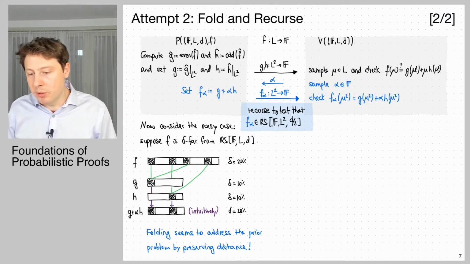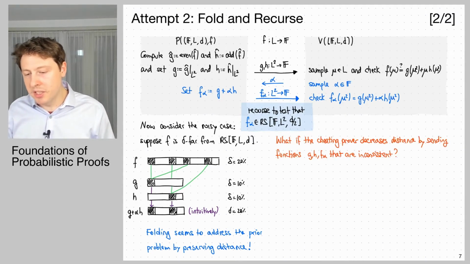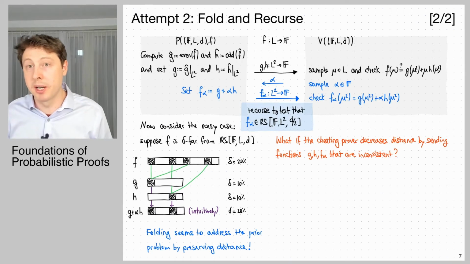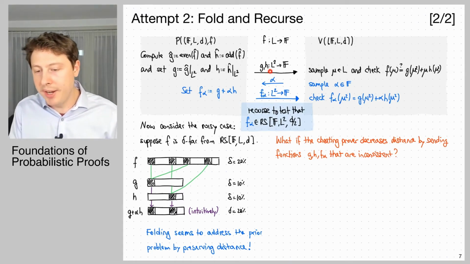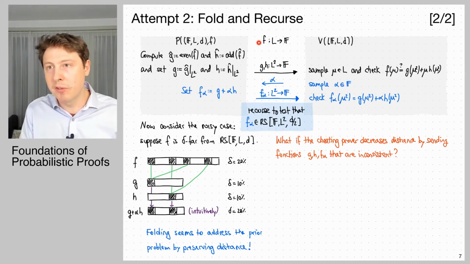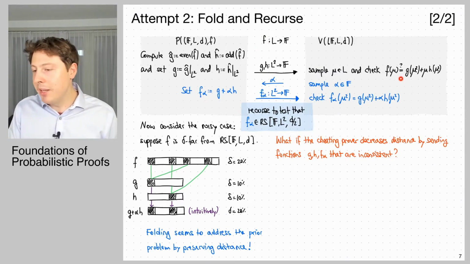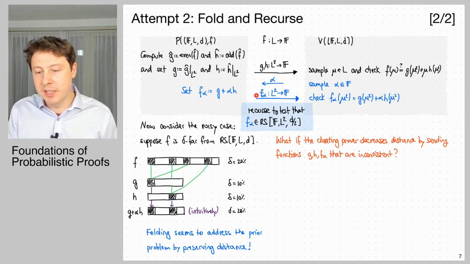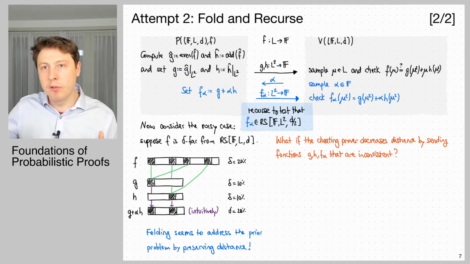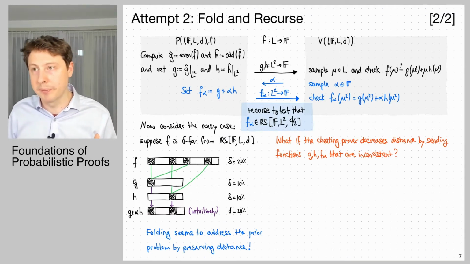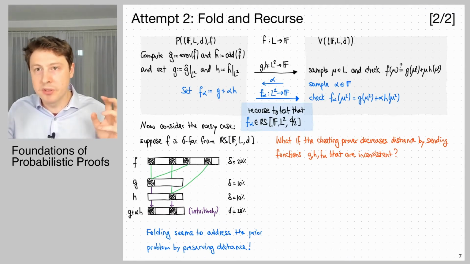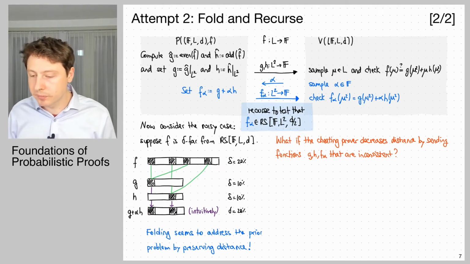Yet, the prover could still try to decrease distance by sending functions that are inconsistent with one another. It could try to send g and h that slowly move away from f, closer to low degree, by violating some of these checks. And then maybe it sends f sub alpha that slowly moves away from this random linear combination, and tries to move closer to low degree, so that over recursions we get closer and closer to low degree. These are some sort of inconsistency attacks.